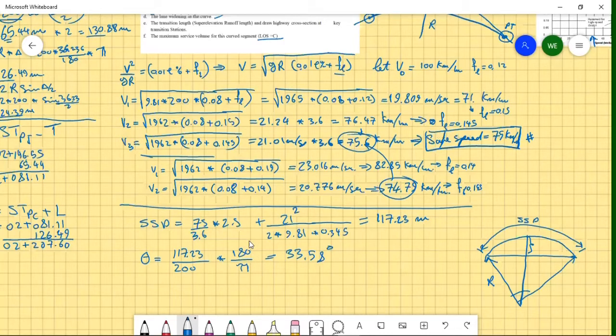Okay? So the horizontal side distance offset equals R minus R cosine theta divided by 2. So it's basically 200 multiply 1 minus cosine 33.58 divided by 2, equals 8.53 meters. Excellent.